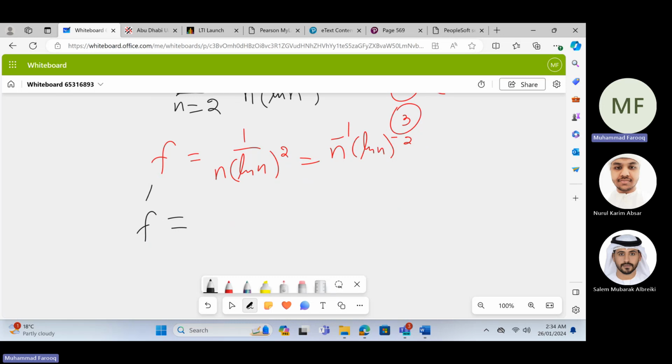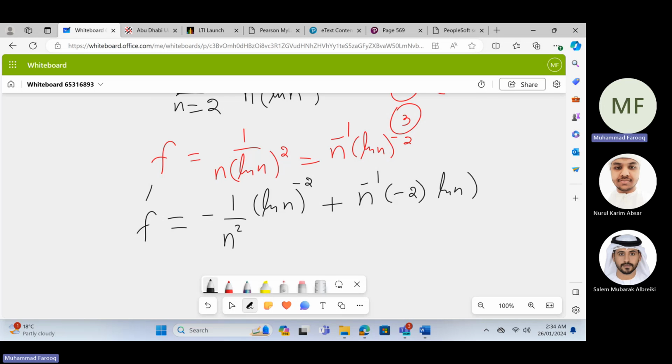If you don't mind, please, you should use shortcuts. X power -1 derivative, all of us know it is -1 by x squared. Use shortcuts, please. X power -1 derivative, how much? -1 by x squared. Right now I'm using n, okay? And ln n power -2 as it is, plus n power -1 as it is. Now, what is the derivative of ln n power -2?